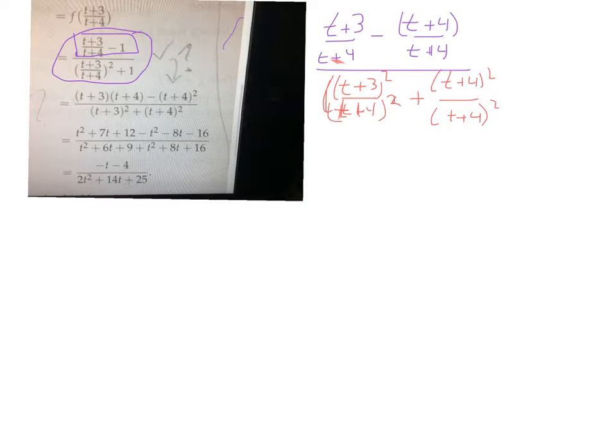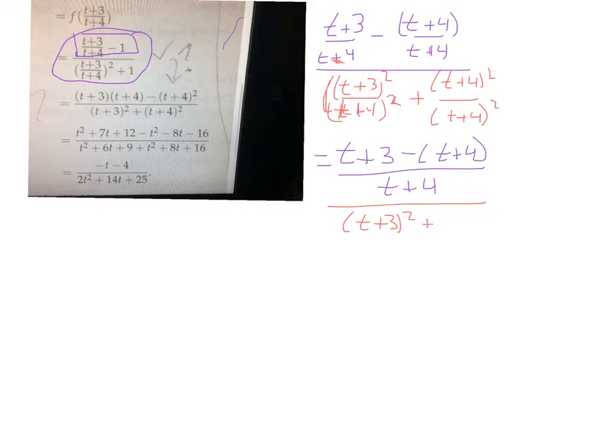So the next step that I would do is t plus 3 on the top minus t plus 4. I would write that whole thing over the common denominator t plus 4. And then for the bottom part, I would write bracket t plus 3 all squared plus bracket t plus 4 all squared, all over bracket t plus 4 all squared for a common denominator.